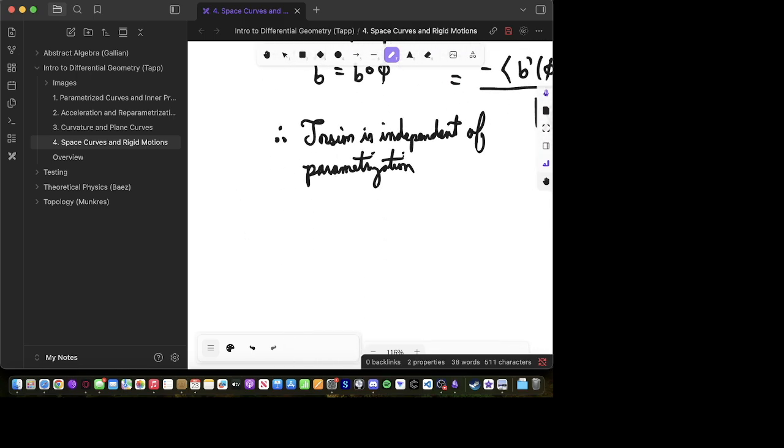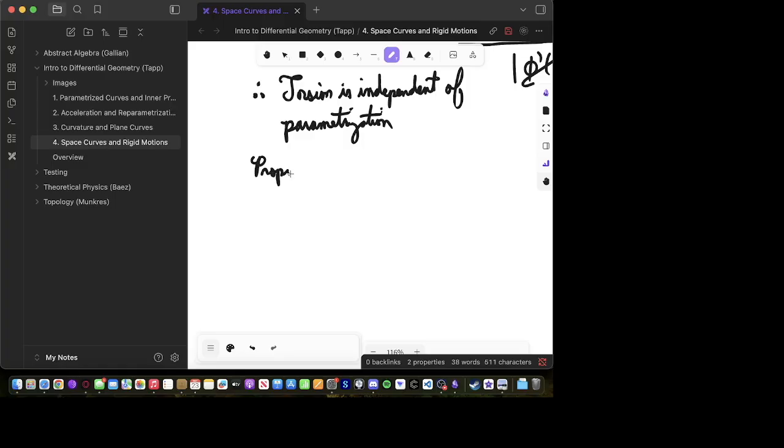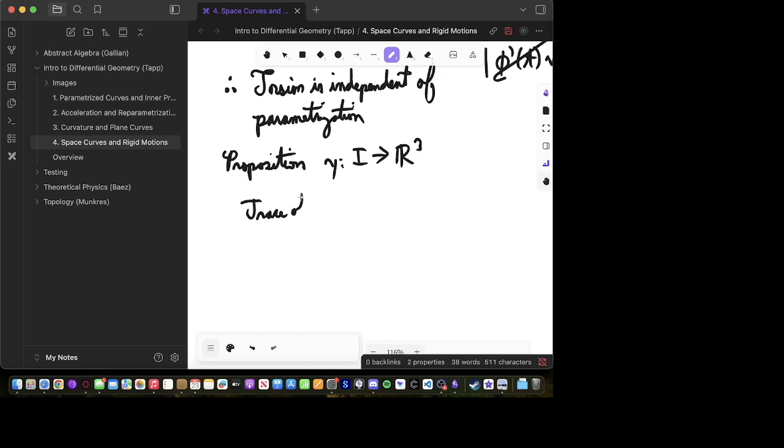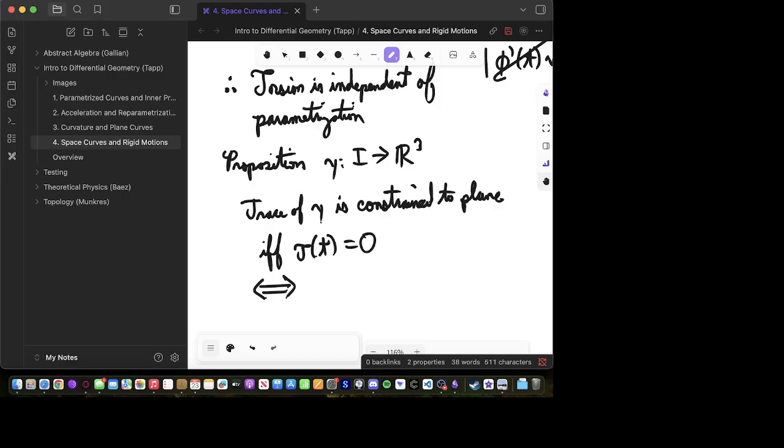So now let's take a look at another proposition. If we have a space curve, the trace of gamma is constrained to a plane if and only if, we can also use this symbol, the torsion equals 0 for all t in I.